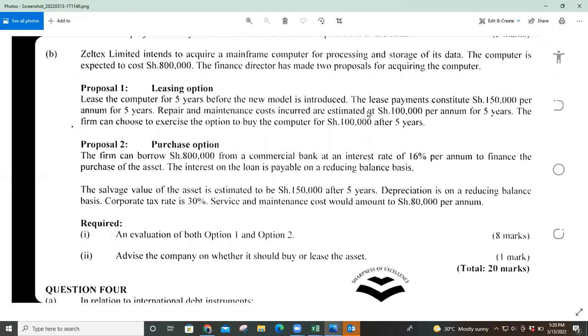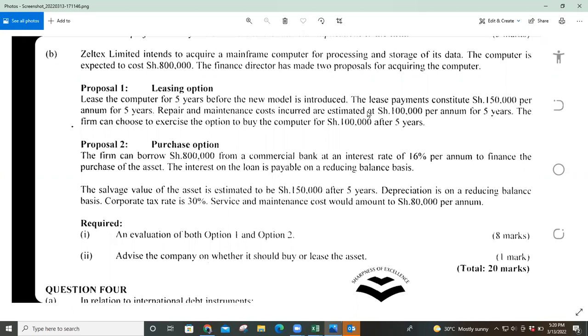The computer is expected to cost 800,000 when we buy it. The finance director has made 2 proposals for acquiring the computer. The first one, leasing option: lease the computer for 5 years before the new model is introduced. The lease payments constitute 150,000 per annum for 5 years. Repair and maintenance costs incurred are estimated at 100,000 per annum for 5 years. The firm can choose to exercise the option to buy the computers for 100,000 after 5 years.